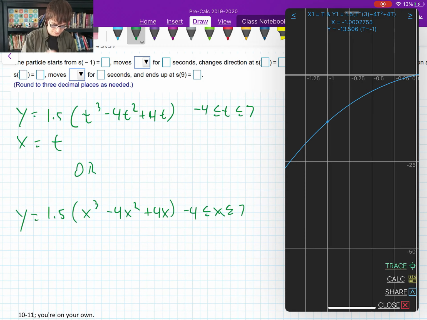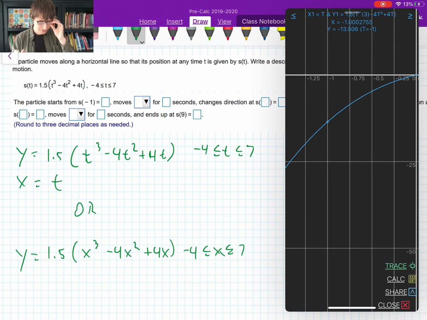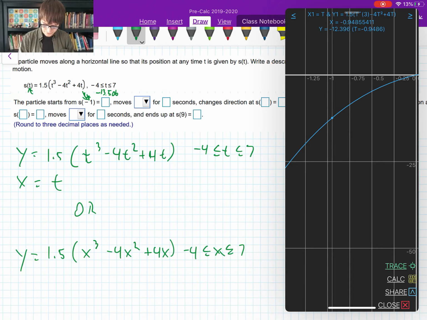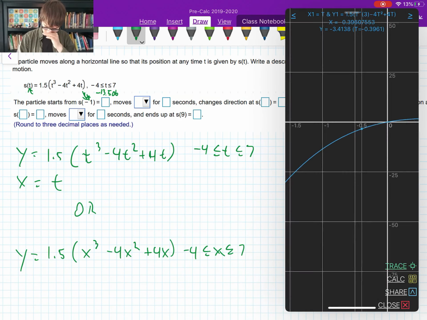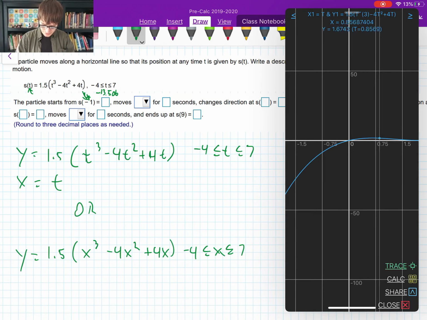So when t equals -1, we have s of -1. Just to make it very clear what I'm doing, -1 is our t because we're doing s of t. We're saying when -1 is t, what is s of t? What is our y? It's the same as asking what is f of x. Our y is -13.506. Okay, and then what's it doing? It's moving up. As we go to the right, as t increases, it moves up.